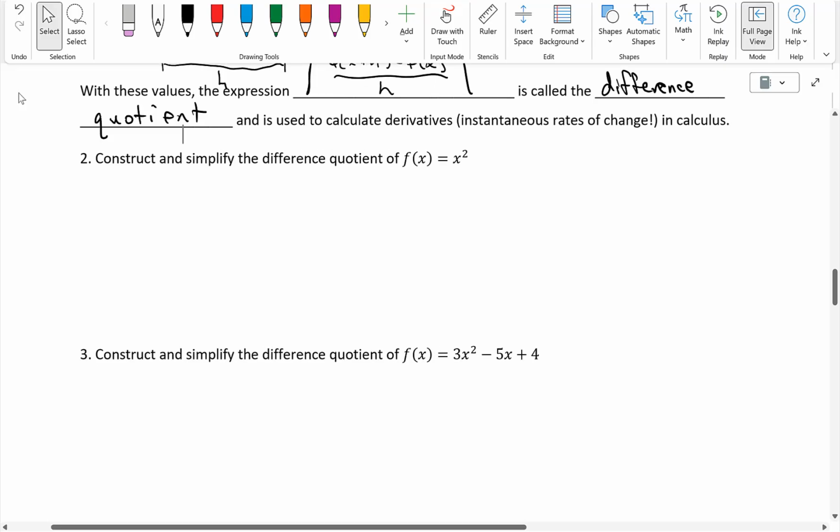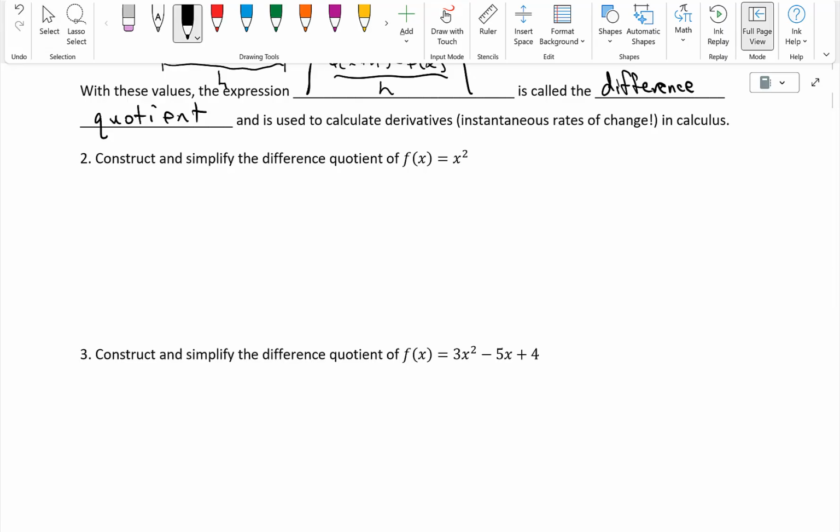We'll take you through the gamut of types we have to do, which also ties into the previous notes. So construct and simplify the difference quotient here of f of x equals x squared. Our first step for a difference quotient is always to determine what f of x plus h is. What we have been trying to get you used to is that anything inside that function is just substituted everywhere you have an x in your function, right? That x is just a placeholder. So here, f of x plus h is going to be x plus h quantity squared.